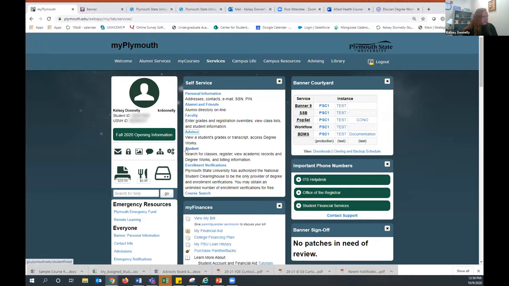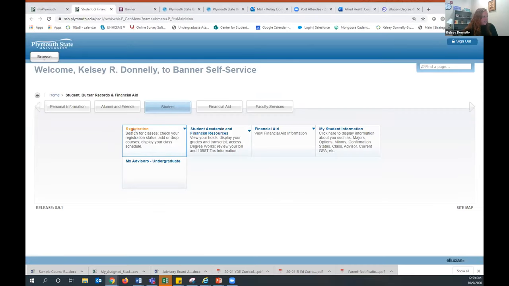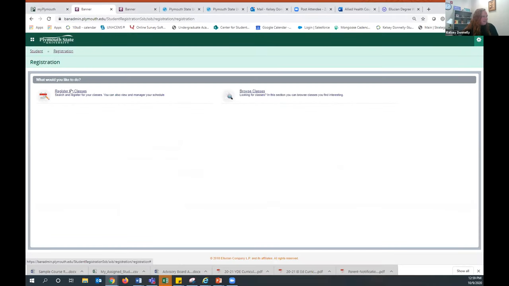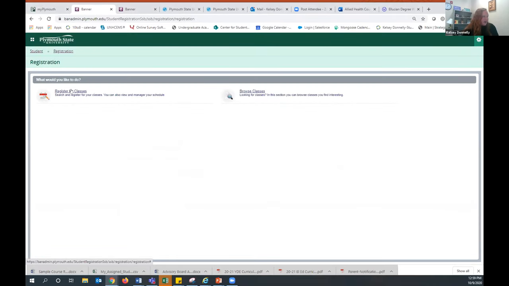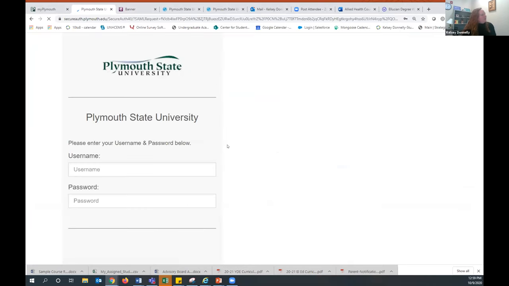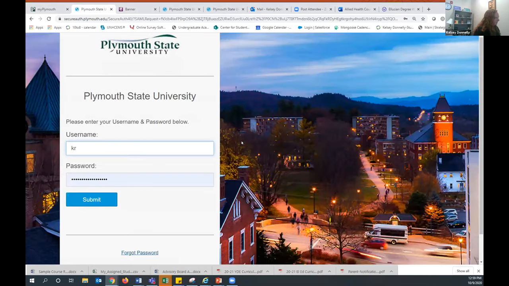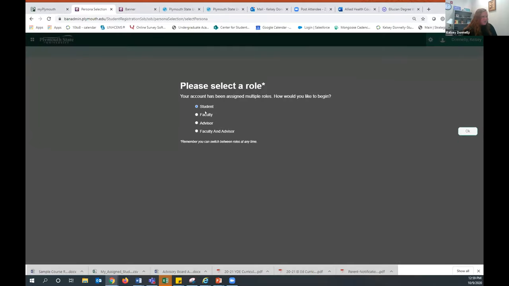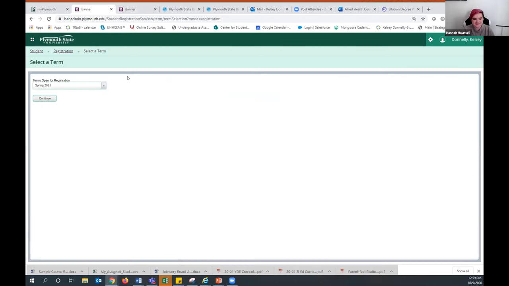So I'm going to go to student, registration, class search and registration, and register for classes. I can only take a look at fall right now to get the view that you're looking for. Because I have so many roles, I always have to select student. You might run into that as well. I'm going to change the term to fall 2020 and continue.